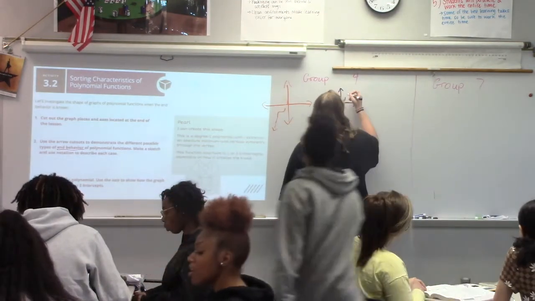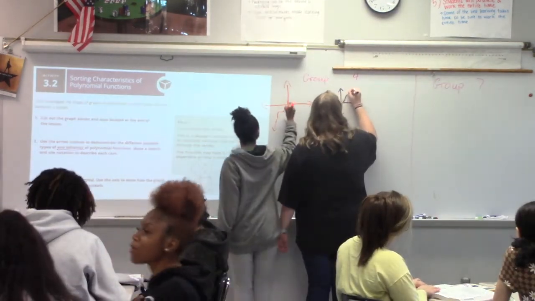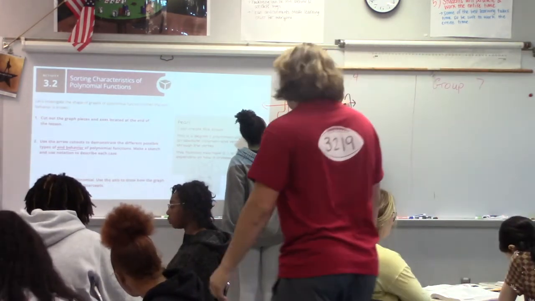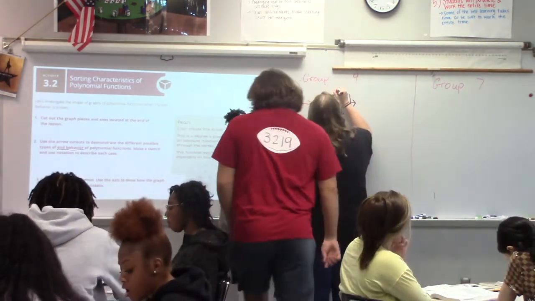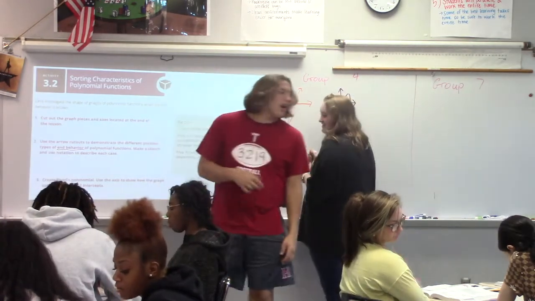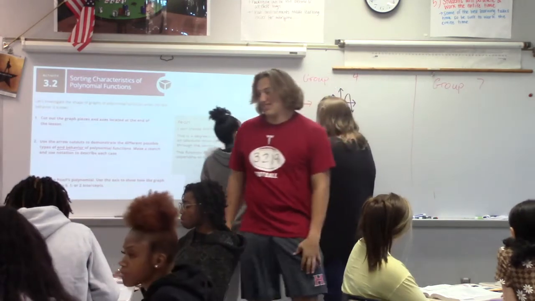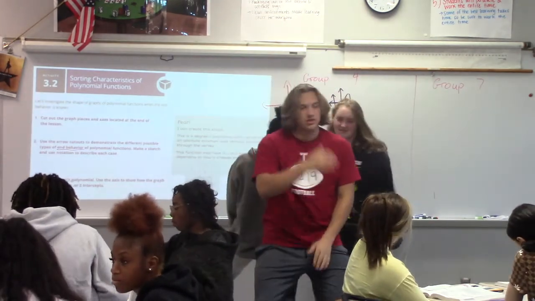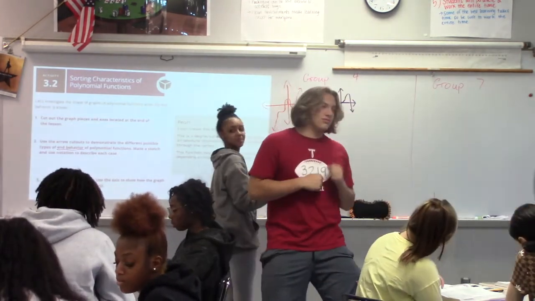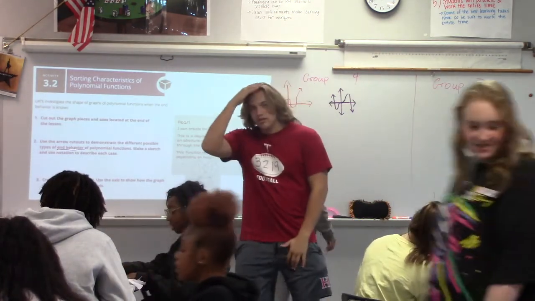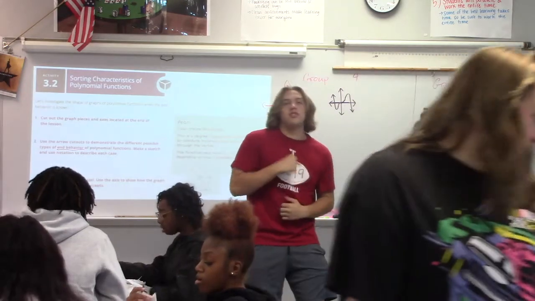Where's your... you already have your graphs done? Yeah? You have as many different end behaviors as possible. So go up to group 7 and draw it. If you want to sketch it on a sheet of paper and take it up there, you can, or if you think you can remember it, do that.